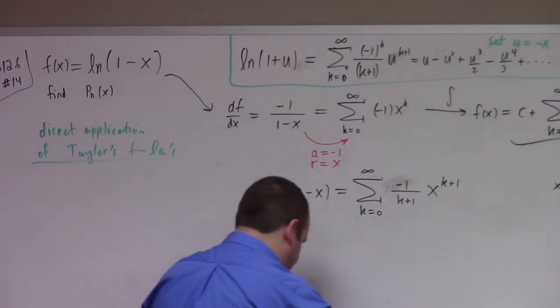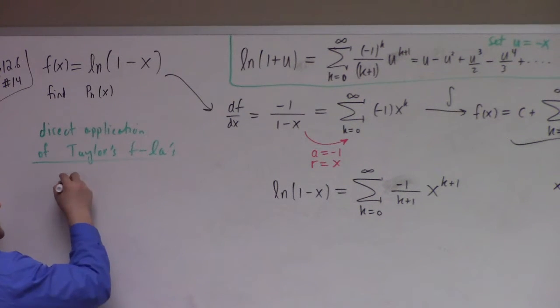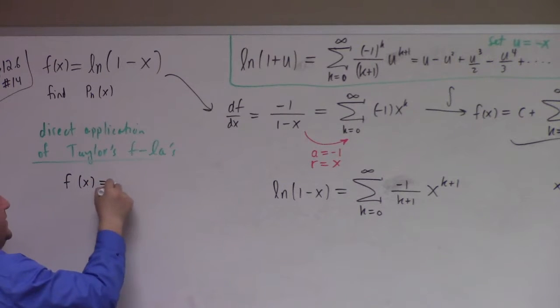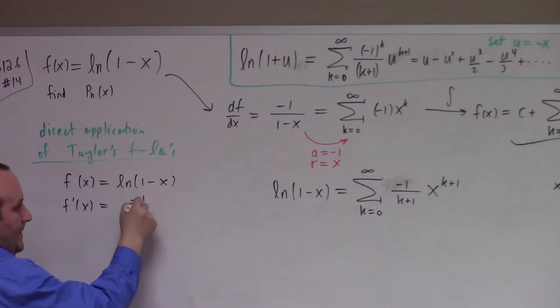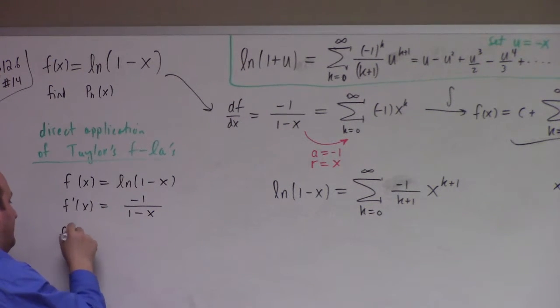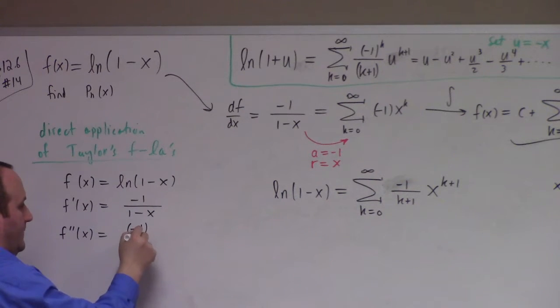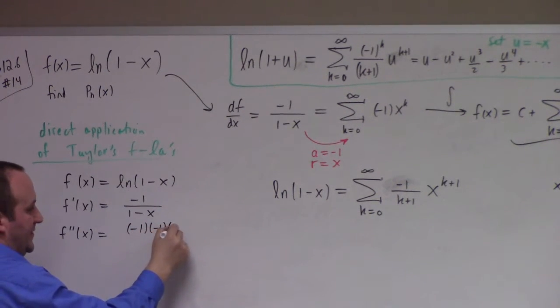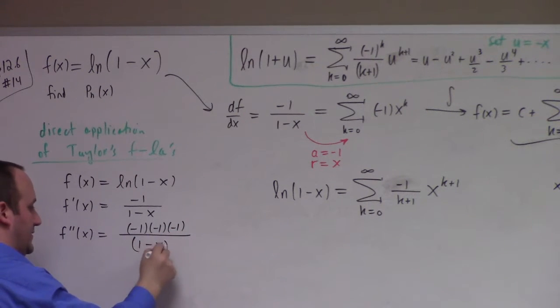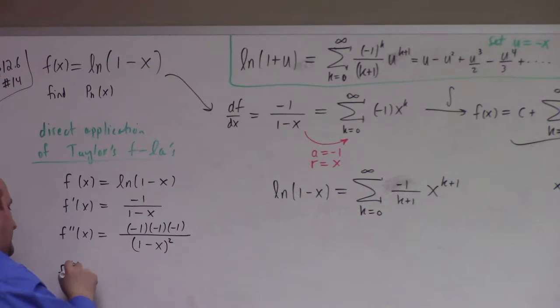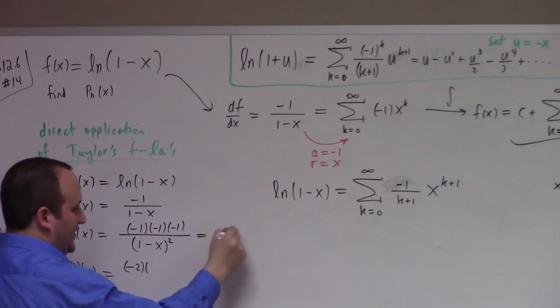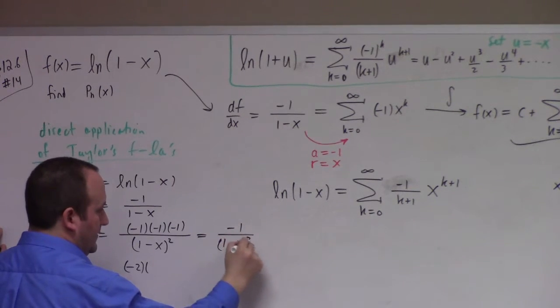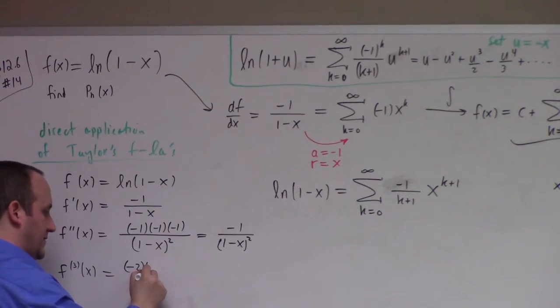So to do that, we do what? f of x is what? Natural log of 1 minus x. f prime of x is what? Okay, f double prime: minus 1 times minus 1 times minus 1 over 1 minus x squared. The third derivative, minus 2 times, let's just say that this is minus 1 over. So we have minus 2 times minus 1 times minus 1.